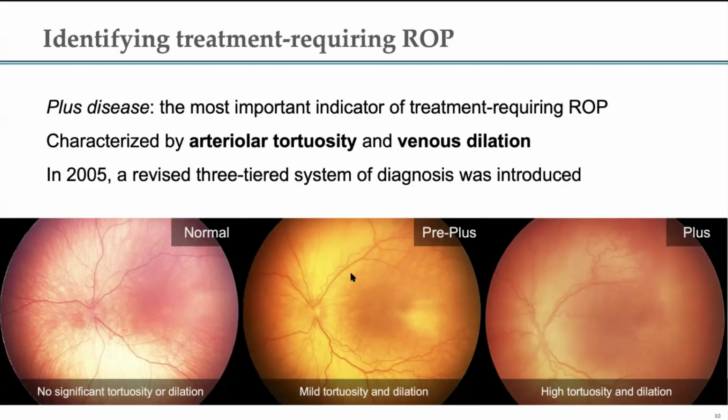But as the disease progresses, you start to see more and more of these tortuous and dilated vessels. Essentially, the vessels look more and more squiggly. So the goal of a lot of the diagnostic process is to try to categorize and diagnose the vessels in the eyes into these different class categories. Once the eyes have plus disease, those babies are at high risk for developing treatment-requiring disease, and so they need to be monitored more carefully.